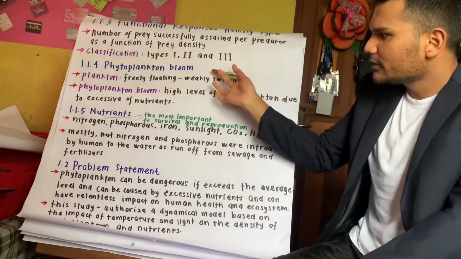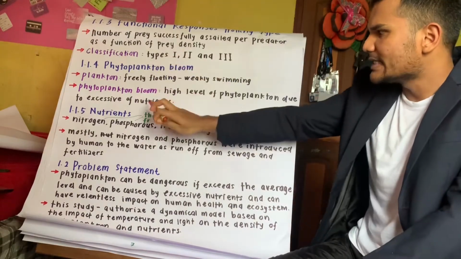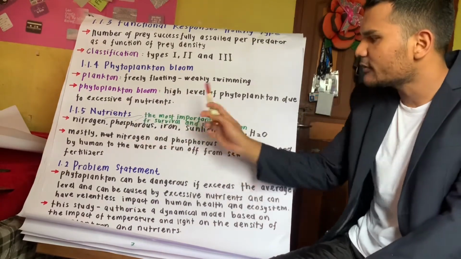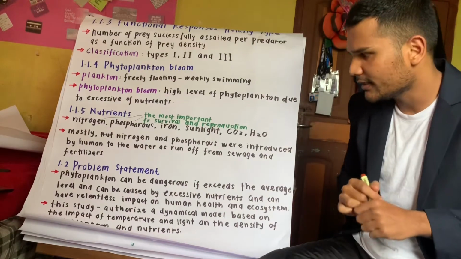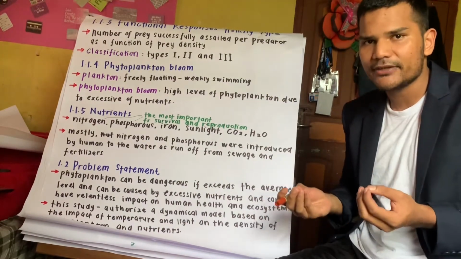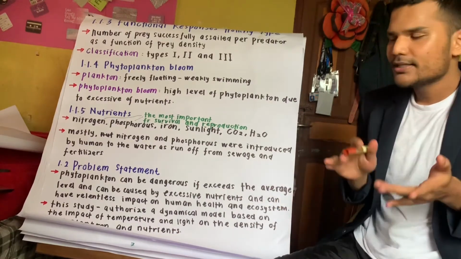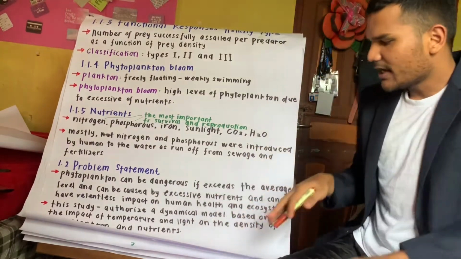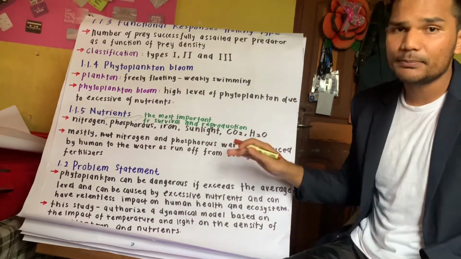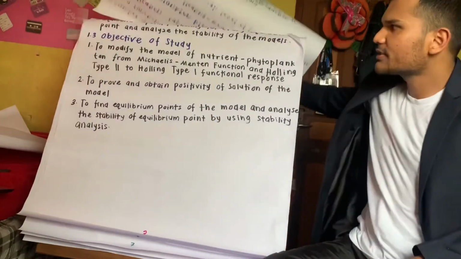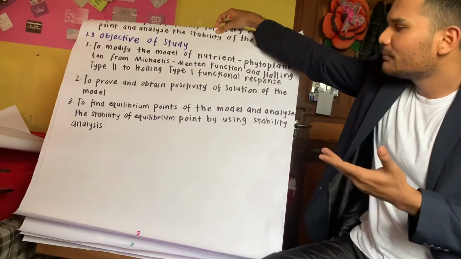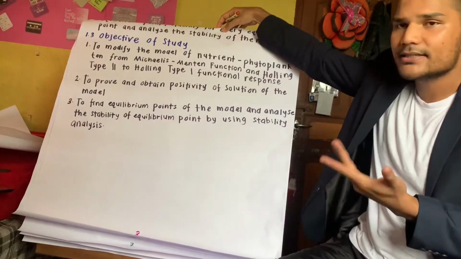So we have phytoplankton blooms and nutrients. A phytoplankton bloom happens when there is an excess of nutrients, and some examples of nutrients are nitrogen, phosphorus, iron, sunlight, and carbon dioxide. From the problem statement, we know that phytoplankton can be dangerous if the level is excessive. So this study wants to formulate a dynamical model based on the impact of temperature and light on the density of phytoplankton and nutrients. Then I find the equilibrium points and the stability analysis for the equilibrium points.